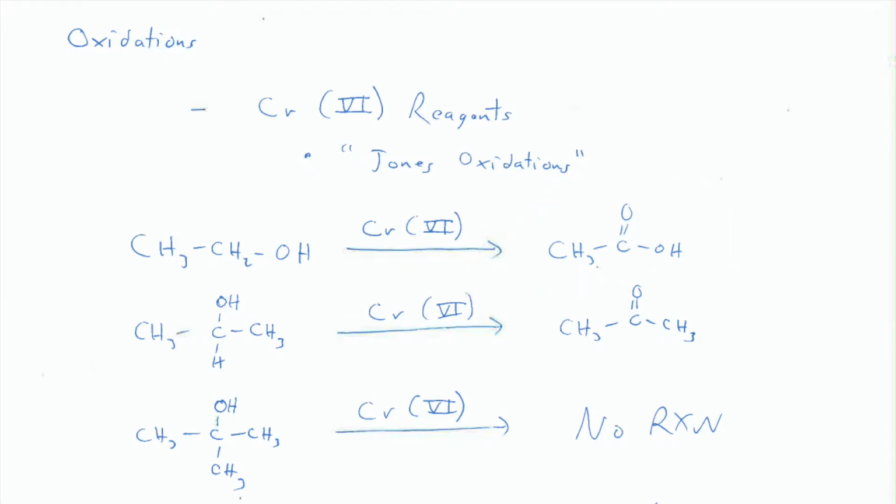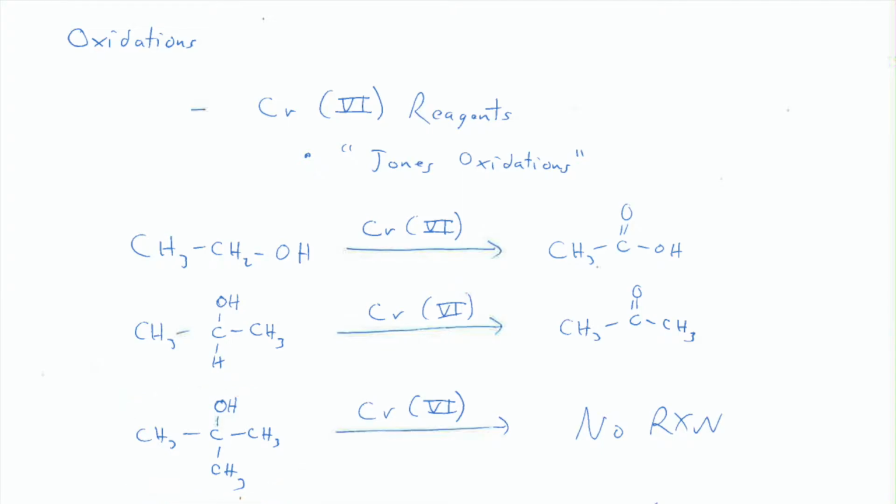Now, let's take another alcohol. Let's take this isopropanol or 2-propanol. If we treat it with the same kind of conditions, a chromium-6 reagent, we actually get a very different outcome. Rather than going to a carboxylic acid, we actually end up making a ketone in this case. It's still an oxidation. That carbon went from 1 bond to oxygen to now having 2. If we now try this again on a 3rd alcohol, in this case 2-methyl-2-propanol, we get no reaction. Nothing happens at all.